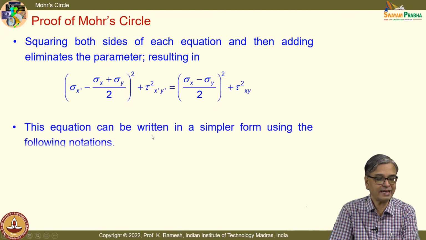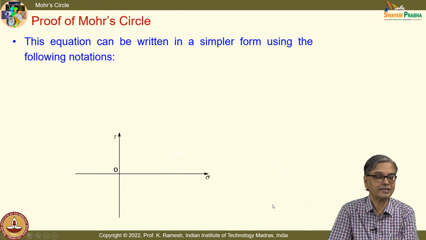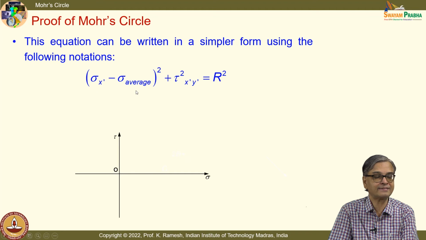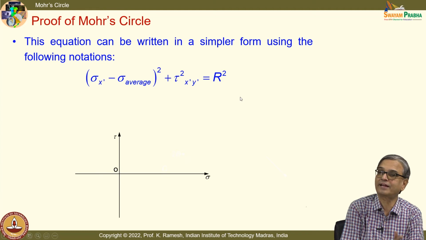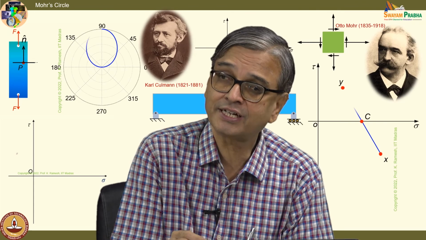So I can rewrite the same expression by bringing in the new notation, sigma average, as (sigma x plus sigma y) by 2, and then your r is the square root of ((sigma x minus sigma y) by 2) whole square plus tau squared xy. If I do this, my equation results in the form (sigma x prime minus sigma average) square plus tau squared x prime y prime equal to r square, which is nothing but a circle. Fine. We have learned the procedure.